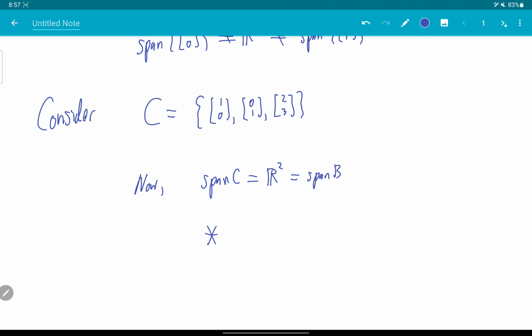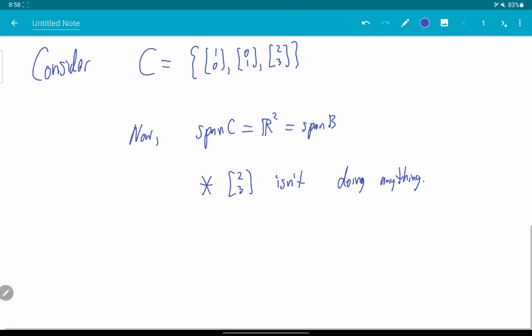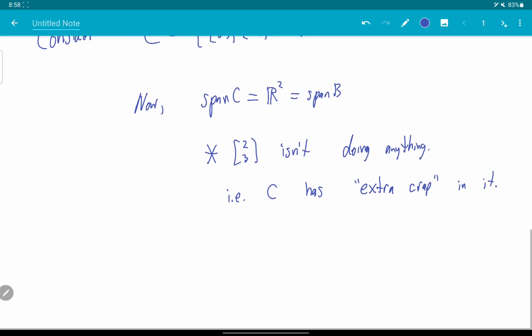So what do we say? 2, 3 isn't doing anything. In other words, I would say C has extra crap in it. Okay, very mathematical language. We're going to make this more precise in a second.